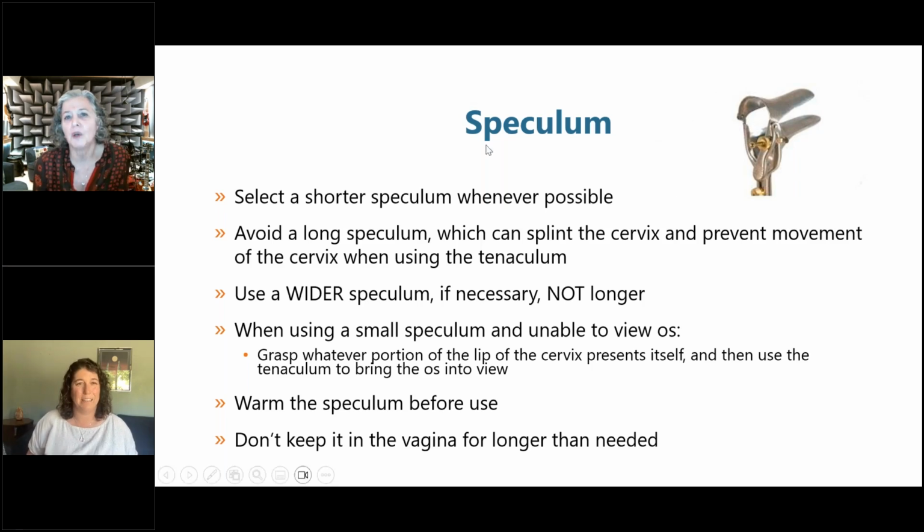And just beware, when you are putting that speculum in, from the moment it's in the vagina until the moment it comes out, your patient is gritting their teeth waiting for that to happen. We're probably all aware of that, but sometimes we lose sight of it.